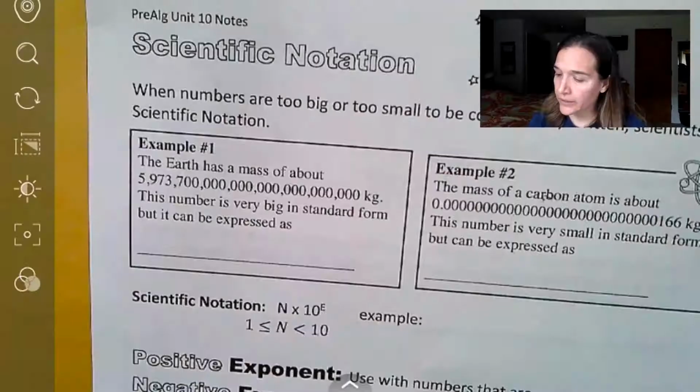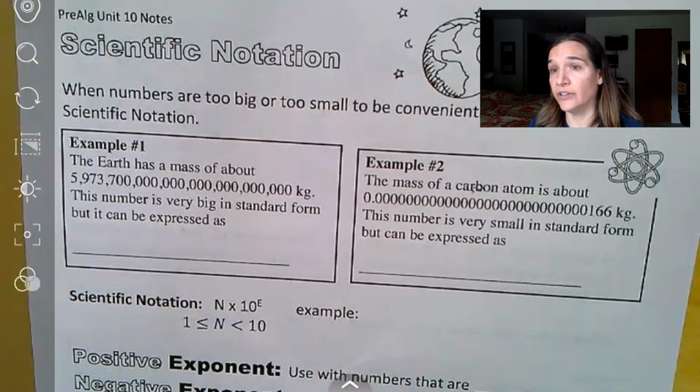Hi everybody, welcome back to another video for scientific notation. This time we're going to be looking at how to write really big numbers and really small numbers so that people can easily understand and read them. So scientific notation is used when numbers are too big or too small to be conveniently written.